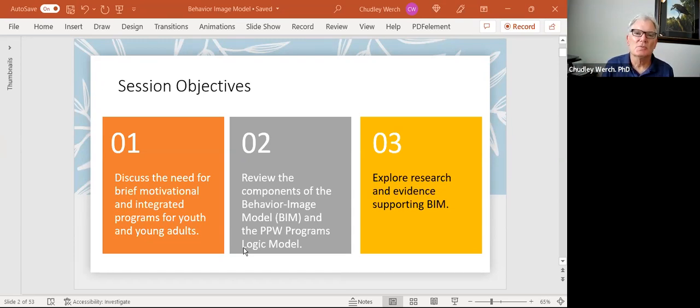Oftentimes you have to have a logic model to understand how a program may work. If you're asking for funding for a program, they'll oftentimes ask for a logic model. All these things are in this webinar, in these slides, which I'll be sending you, but they're also on our website, preventionpluswellness.com. Third objective for today is we will look at the research and evidence supporting the behavior image model, BIM.